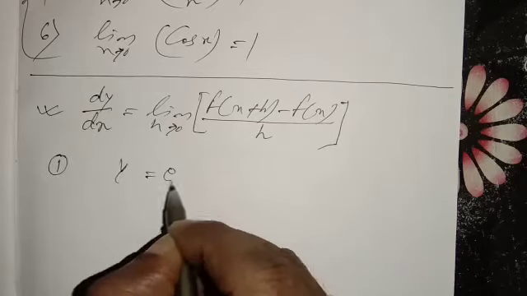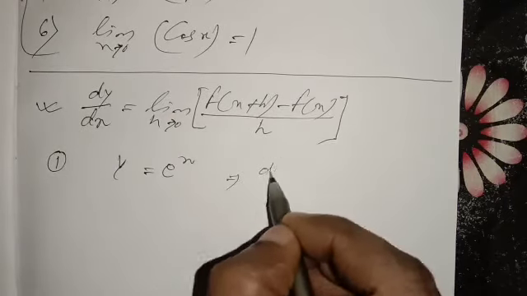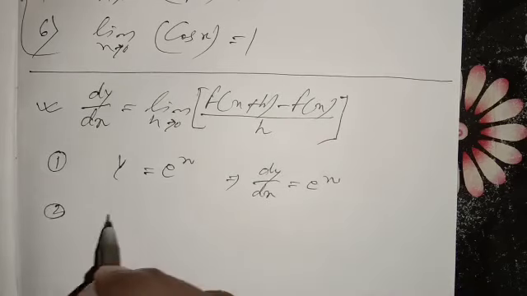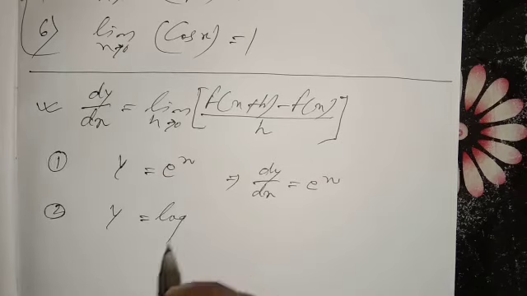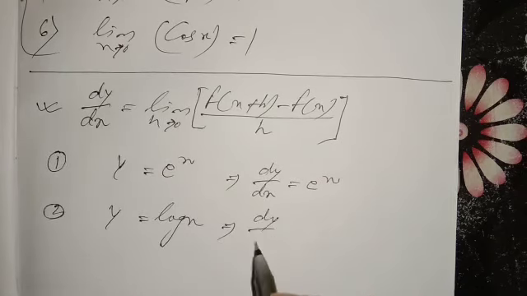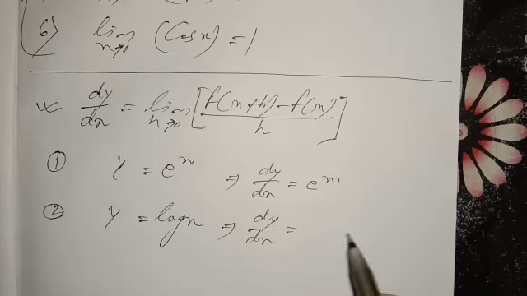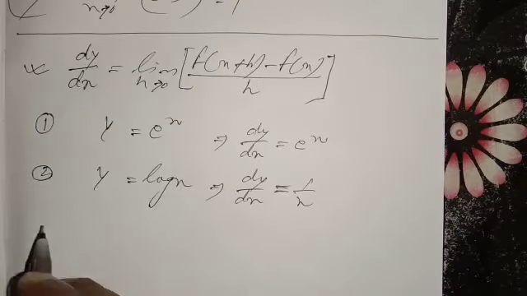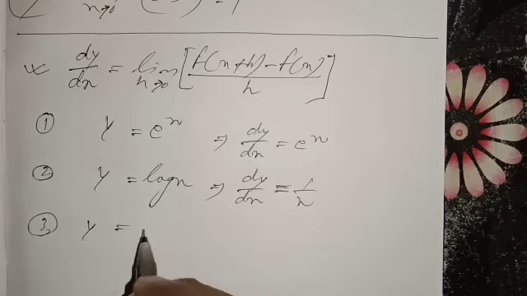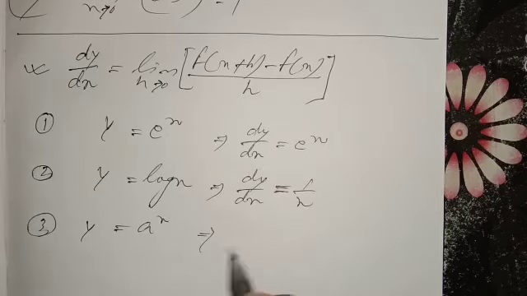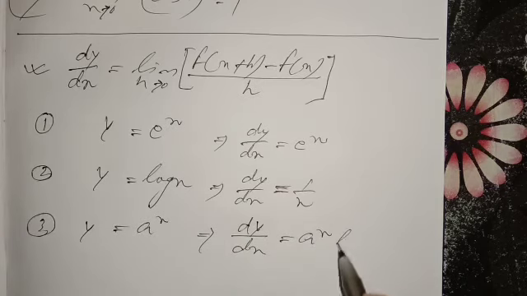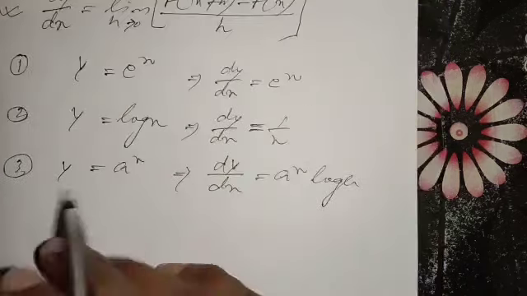Number 1, if y is equal to e to the power x, this implies the derivative of e to the power x will be e to the power x. Number 2, if y is equal to log x, the derivative of log x is 1 by x. Number 3, if y is equal to a to the power x, dy by dx, the derivative of a to the power x will be a to the power x into log a. a means here any number.